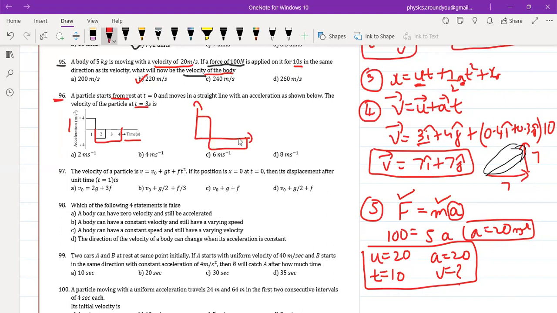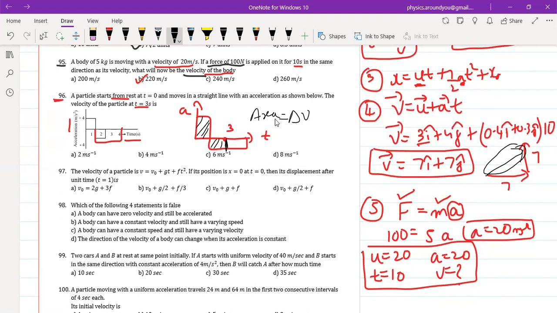All right. With this, what is the area under the a-t graph? Area under the a-t graph for this would be, this is the area under the a-t graph. Area under the a-t graph always gives you change in velocity. That was the concept, a golden concept.